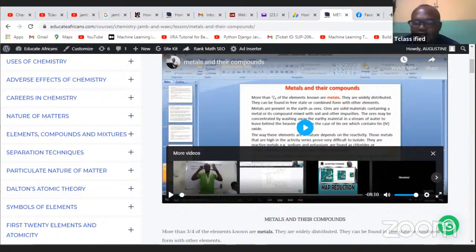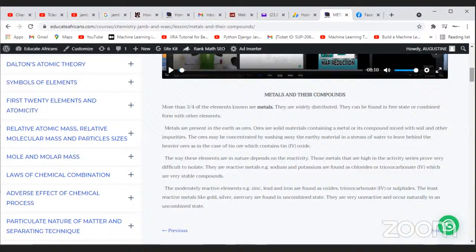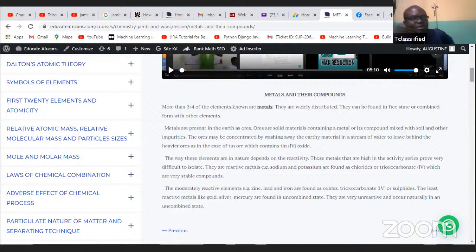So I just explained, basically we are trying to explain the origin of these metals. They are always coming from their ores, from their carbonate ores, from their sulfides. They can stay on their own, uncombined, for very unreactive metals, okay? And we say that more than 3/4 of the elements are actually metals. So you see that there are more metals than non-metals and metalloids. So that's another thing to go home with.